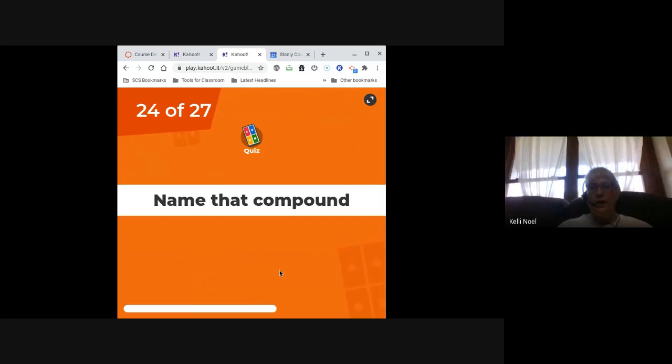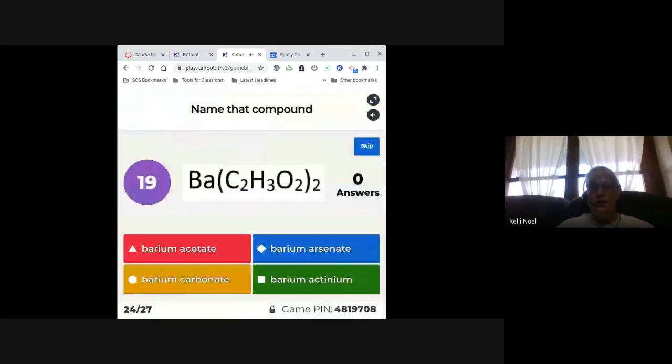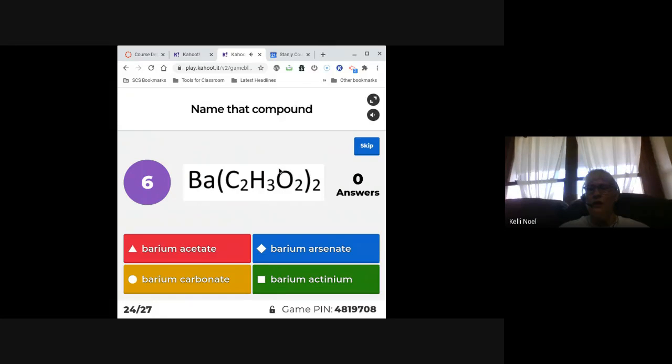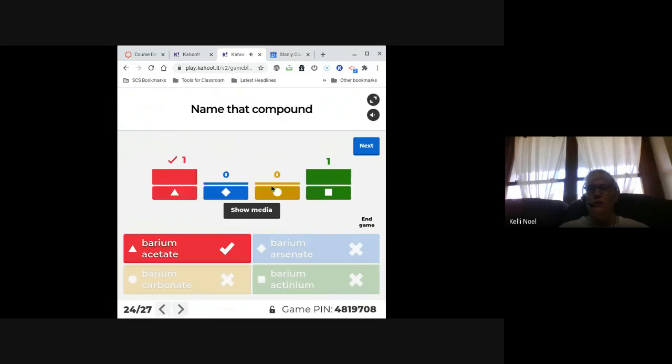Name that compound. Again, this was in yesterday's lesson. You would use the table that I'm going to link for you, and I think this is barium. So that was acetate. So it would have been on the chart, and I didn't have the chart there for you. So barium acetate.